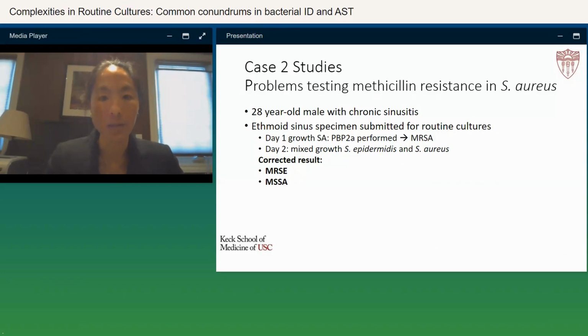Okay, so that was that case. Now we have a slightly different situation. We have a 28-year-old male with chronic sinusitis. Ethmoid sinus tissue specimen was obtained for cultures. And this is what happened.